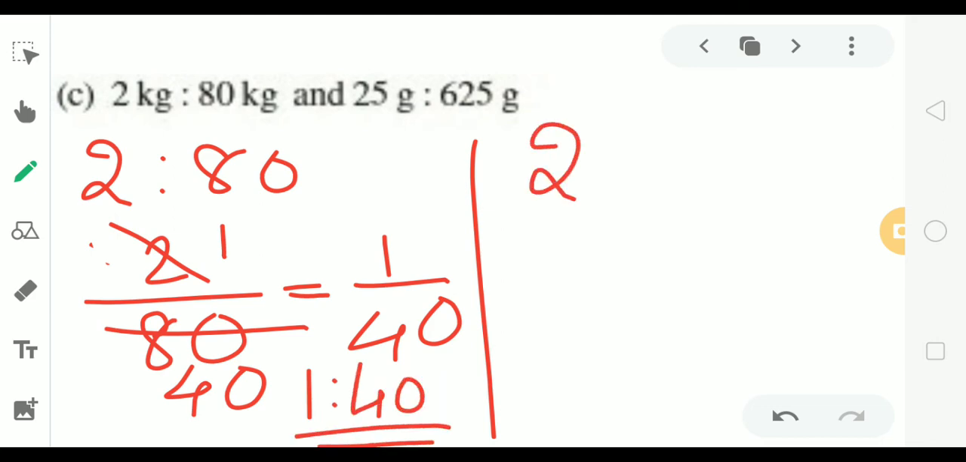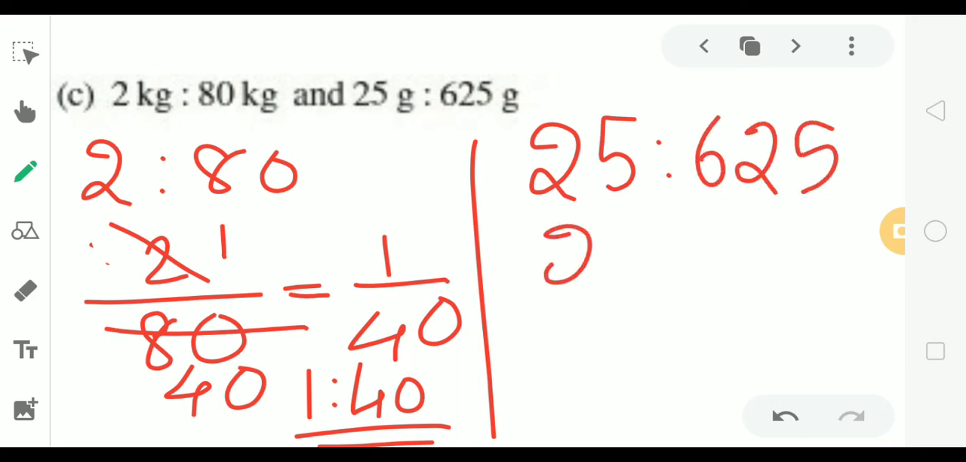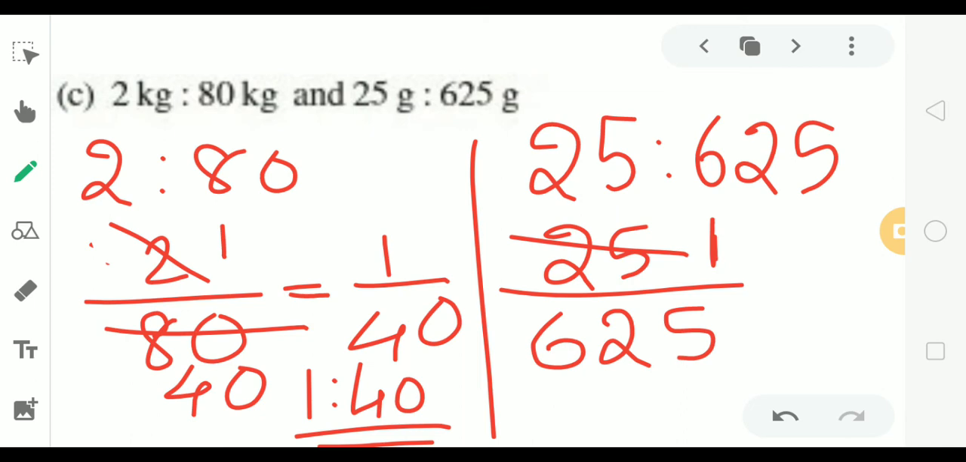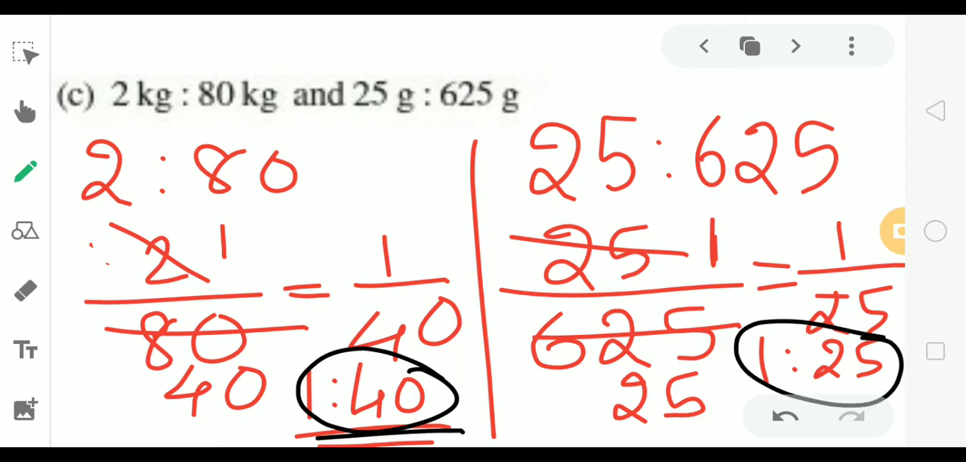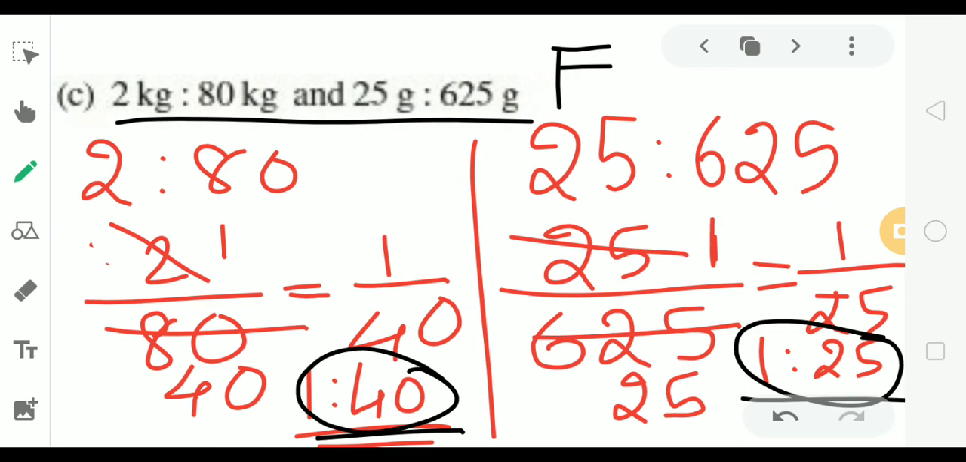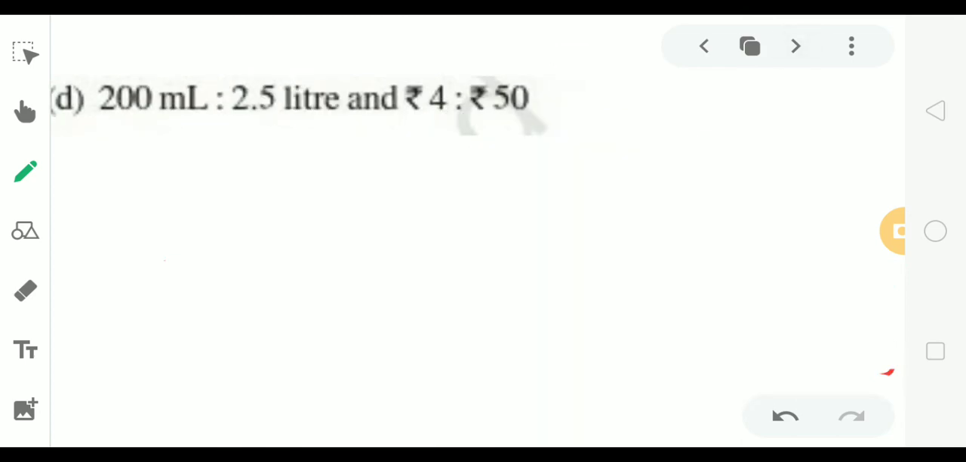Now the second ratio is 25 gram is to 625 gram. That is 25 is to 625. So we write this as 25 over 625. In the 25 table, 25 is one time and 625 is 25 times. So that is 1 over 25, which is 1 is to 25. While comparing them, the simplest forms are not equal. 1 is to 40 and 1 is to 25 are not equal. It is a false statement. These four quantities do not form a proportion. So we don't need to write the middle terms and extreme terms. Let us see the next one.